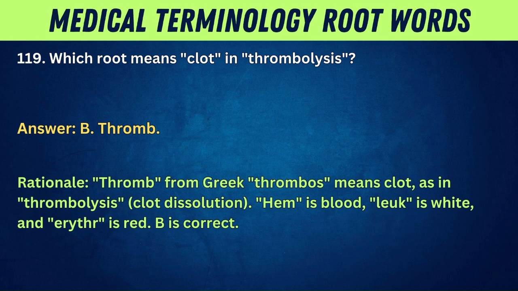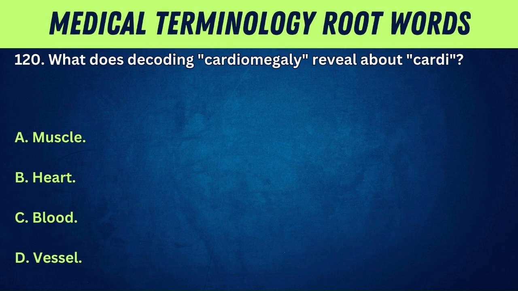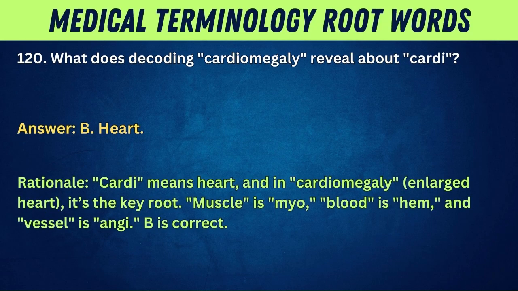B is correct. 120. What does decoding cardiomegaly reveal about cardi? A. Muscle. B. Heart. C. Blood. D. Vessel. Answer: B. Heart. Rationale: cardi means heart, and in cardiomegaly, enlarged heart, it's the key root. Muscle is myo, blood is hem, and vessel is angi.